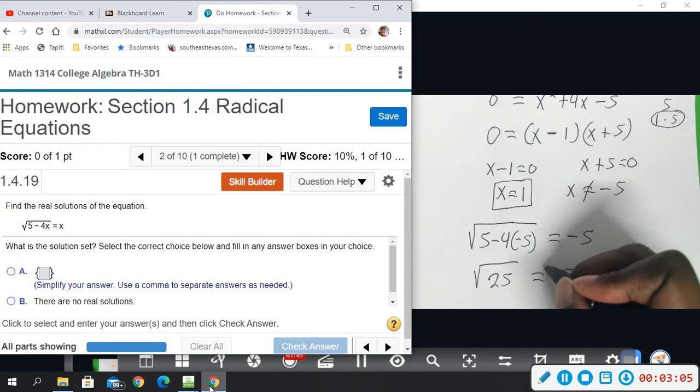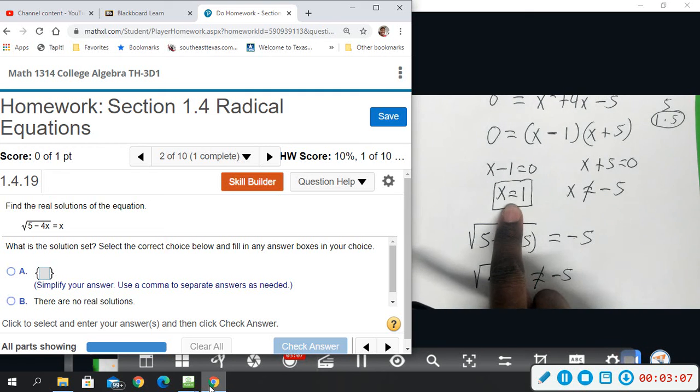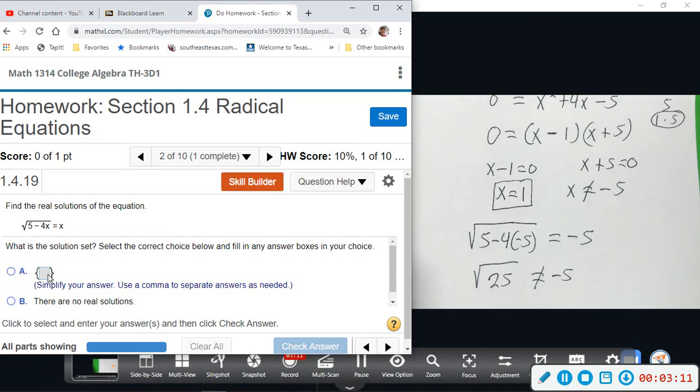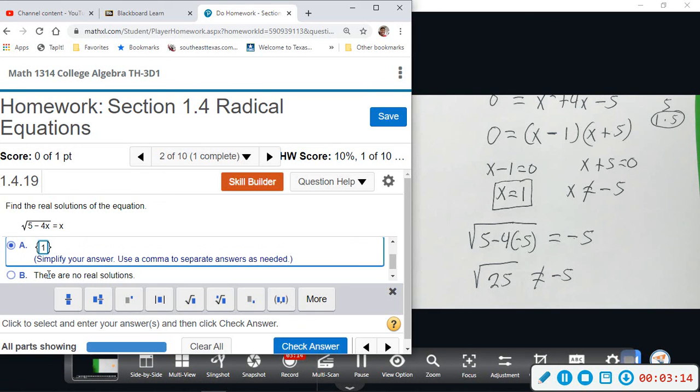Okay, so that won't work out, but if you plug in the 1, it'll be equal to positive 1, and that should work. So our solution set this time is just the number 1. It works.